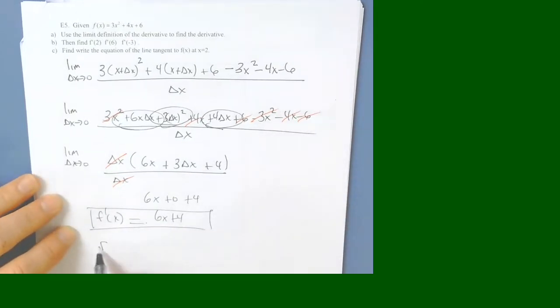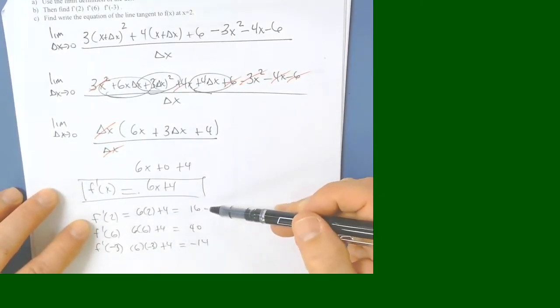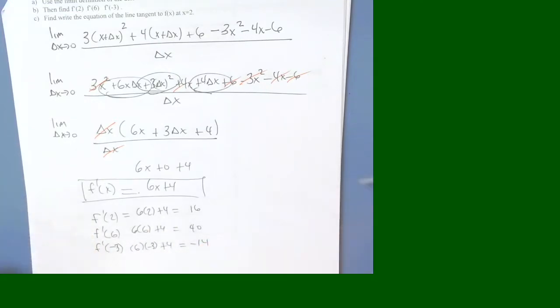So, f prime of 2, f prime of 6, f prime of negative 3. 2 plugged in here: 6 times 2 plus 4, 16. 6 times 6 plus 4, 40. 6 times negative 3 plus 4, negative 14. The slope of the curve at 2 is 16. The slope of the curve at 6 is 40. The slope of the curve at negative 3 is negative 14.